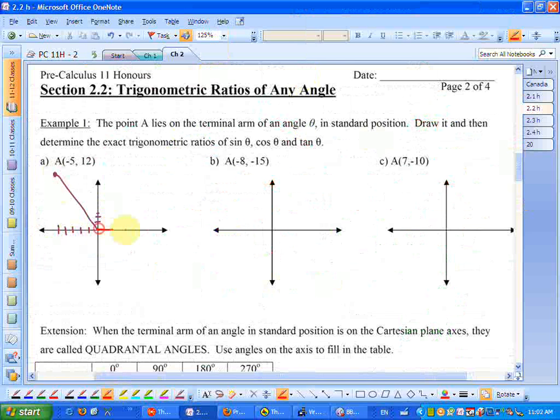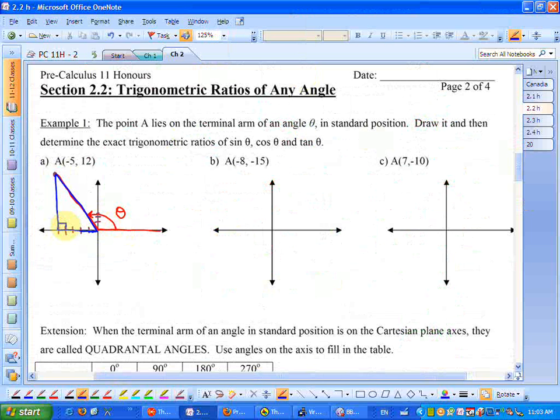Now, the standard position angle, of course, is this angle here, which I'm going to call theta. But I want you to actually create the triangle that is related to this reference angle. And of course, that would be this. And I'm going to ask you to please label the sides of this reference triangle.